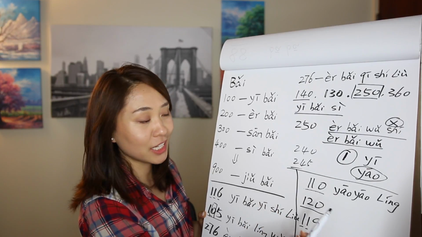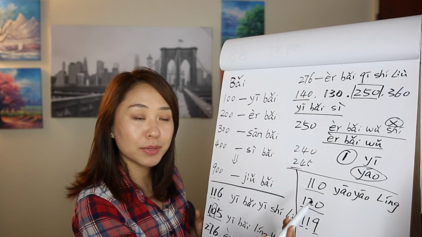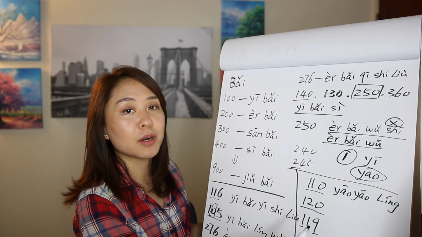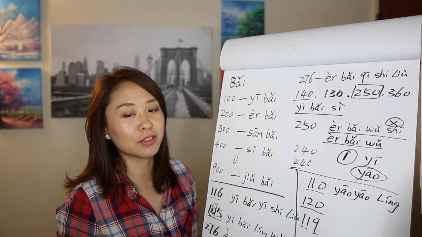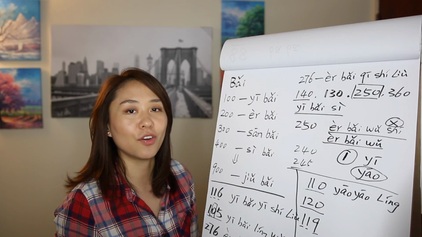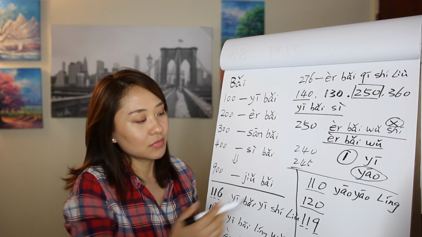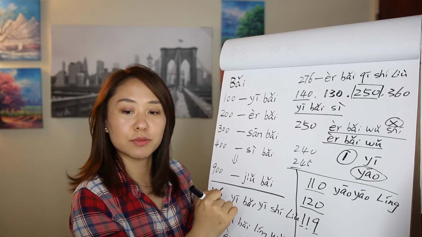110, that's calling police. 120, that's for the ambulance. 119, fire department. In case you want to call the police or the fire department or the ambulance, it's always useful to remember these three numbers.